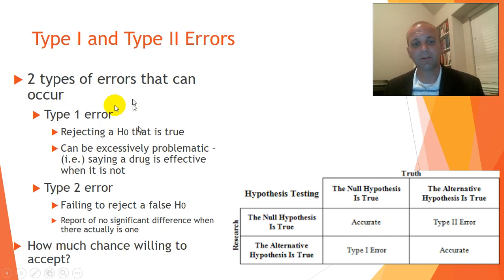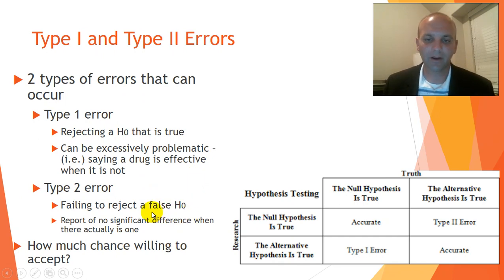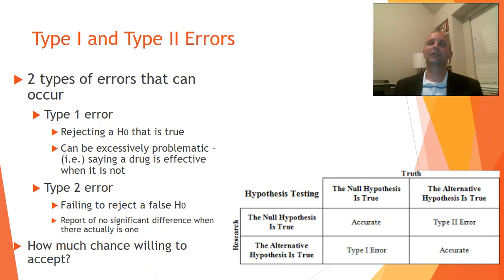So a type 2 error could be perceived as being more cautious. It's failing to reject the false null hypothesis. So it's a report of no significance when there is actually one, okay? So you're saying that nothing occurred when something actually did, okay? Going back to the court example would be finding somebody who is actually guilty and letting them off, right? Or a jury determining that they're not guilty, right?